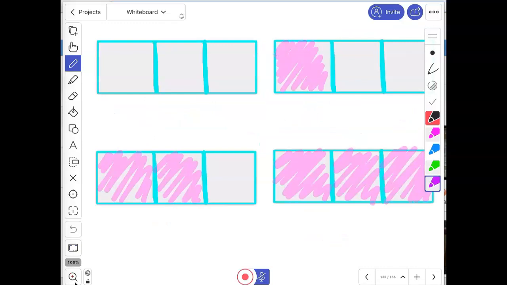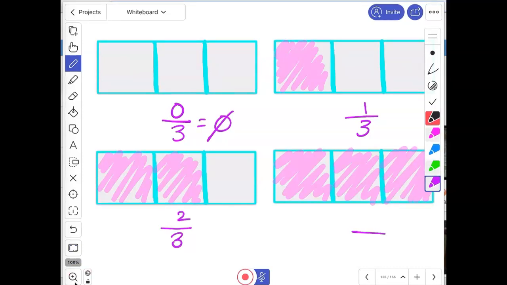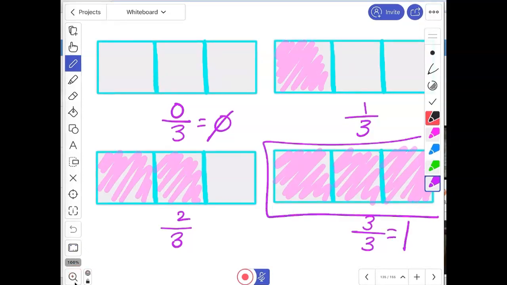Here I have another one. You can see these are all broken the same way. This one's broken into thirds. None of them are shaded, so it is 0/3, which equals 0. Broken into thirds, 1 part shaded, 1/3. Broken into thirds, 2 parts shaded, 2/3. Broken into thirds, 3 parts shaded. Does it equal 3? No, it doesn't equal 3. It equals 1. It is still one rectangle. That one rectangle has been broken into 3 parts. That's why the denominator is 3. All 3 of those parts are shaded. That's why the numerator is 3. But guess what? It's still only one rectangle. It's not 3 rectangles. So it equals 1.